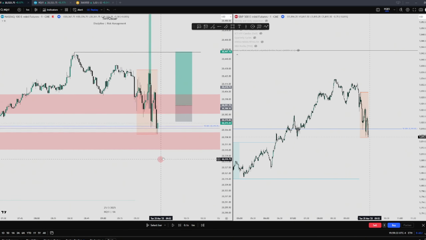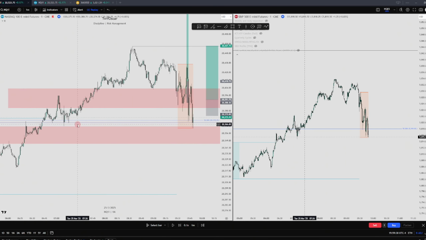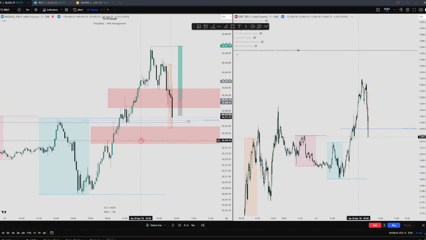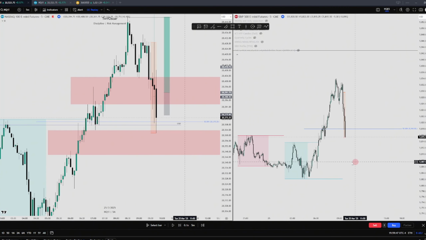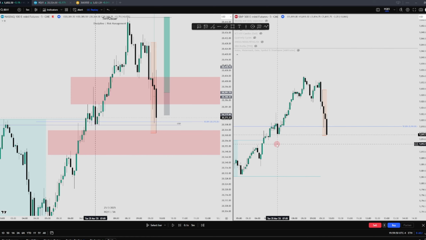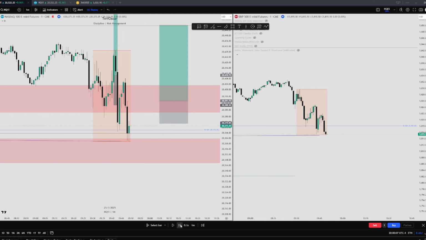9:46. Okay, right here. 50% of the range. Yes, 50% of the range. And is there any SMT? Let's see. So we touched the second hourly gap as well. And if I want to see if there's SMT, I'll go through what happened today with you guys.